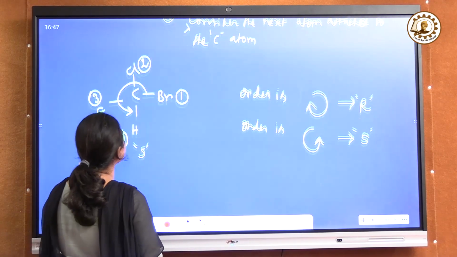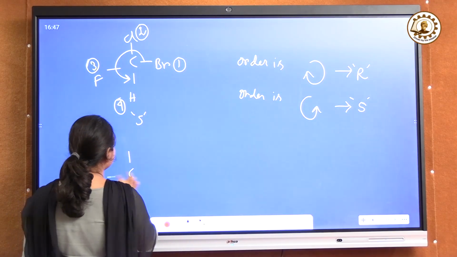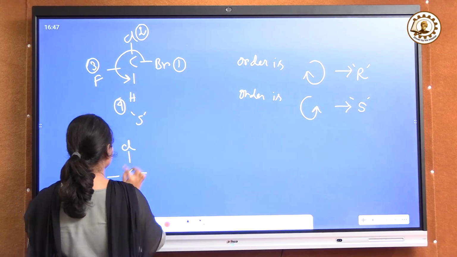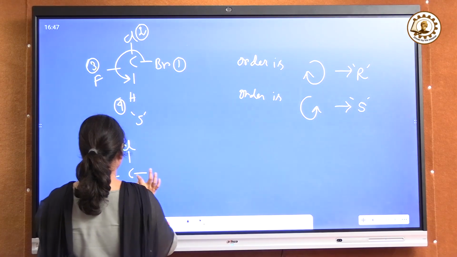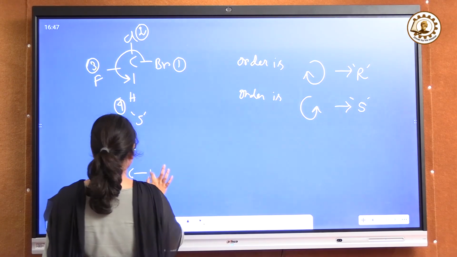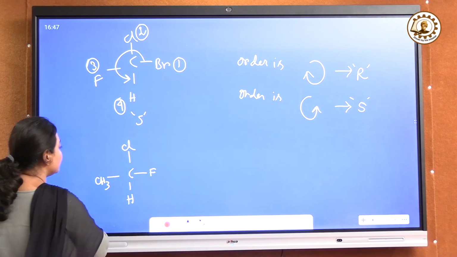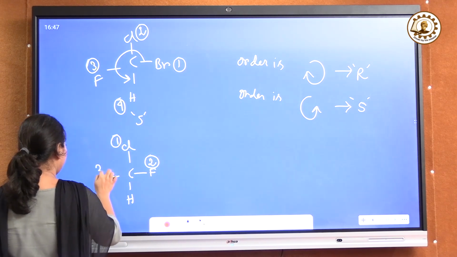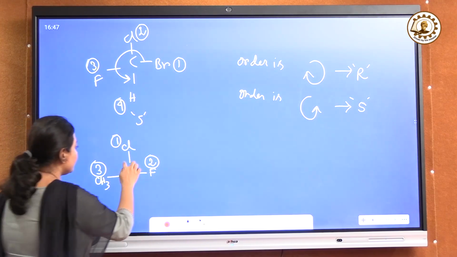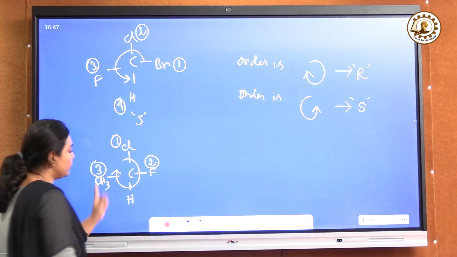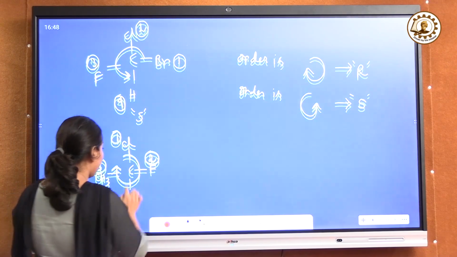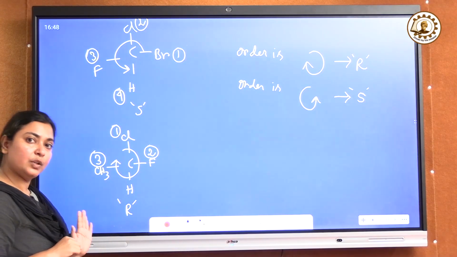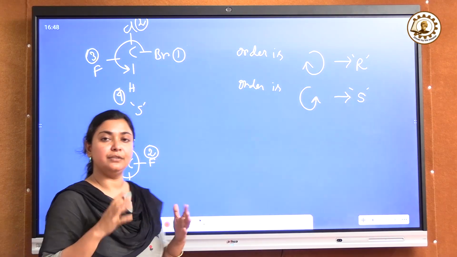Let me give you another example. So what will be the first one? Cl, fluorine and CH3. So the priority order rotating will be like this. The rotation is clockwise, so this is R configuration. That's how we will find the configuration of the chiral carbon.